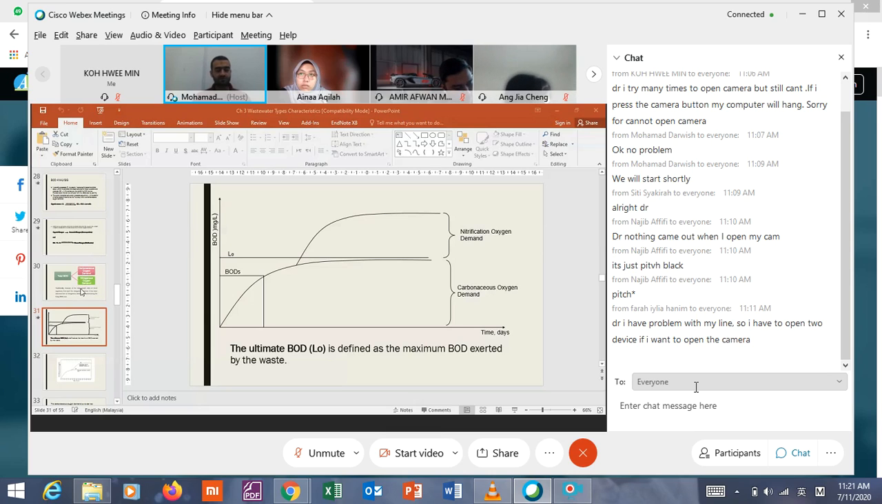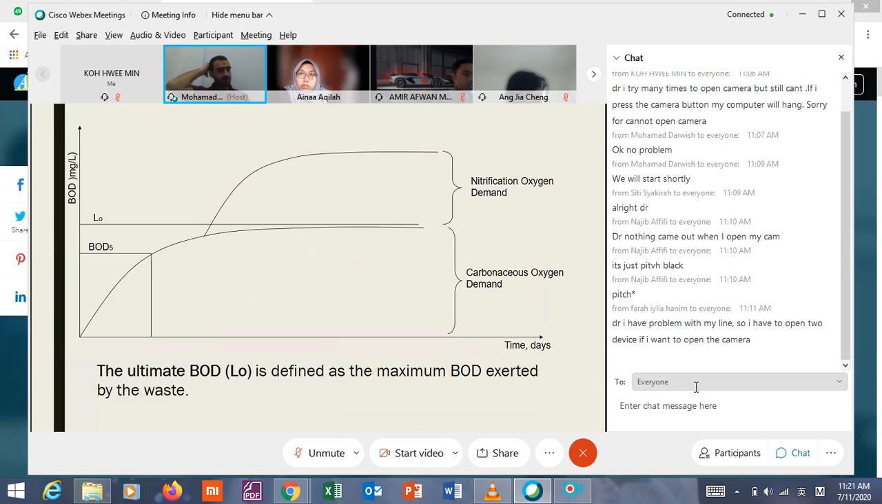Okay, so as we saw just now, we have the time on the x-axis, and then we have the BOD concentration on the y-axis, as you can see here. Now concentrate on this period. This period is the 5 days. As you can see here, the curve is only from the carbonaceous oxygen demand. There is no nitrogenous oxygen demand.